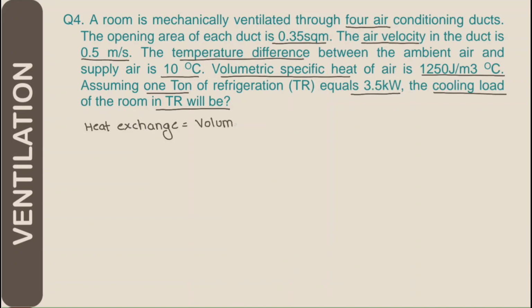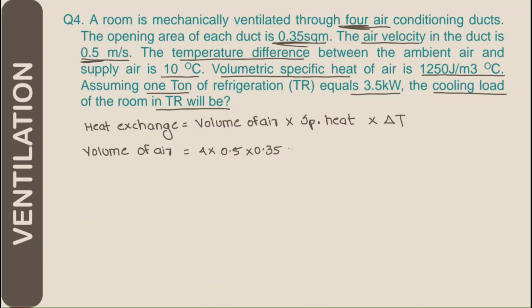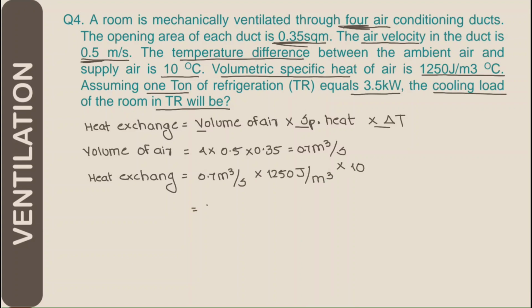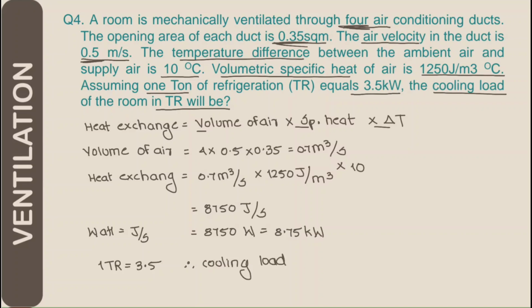So the heat exchange is volume of air into specific heat into temperature difference. The volume of air we can calculate as 4, as there are 4 ducts, so 4 into 0.35, that is the area, into the velocity of air. Therefore the volume of air is 0.7 meter cube per second. Heat exchange we can calculate, so we know the volume of air, the specific heat and the temperature difference, hence it is 8,750 joules per second, which can be converted as 8,750 watts. 1 TR is equal to 3.5 kilowatt, hence the total TR will be 2.5.